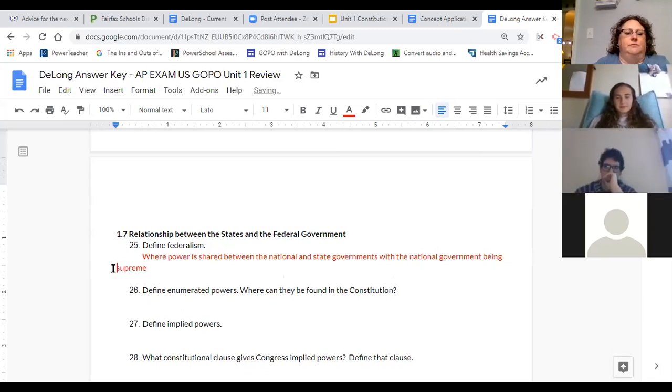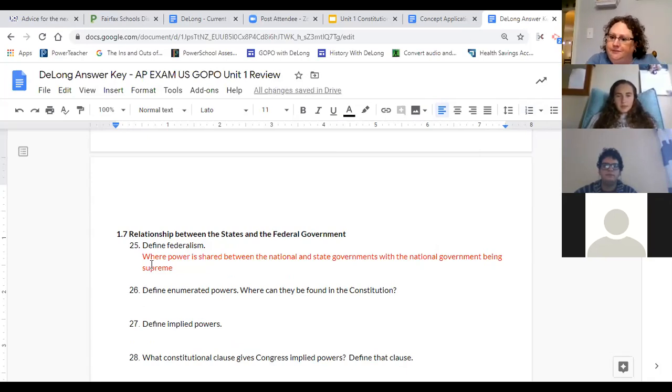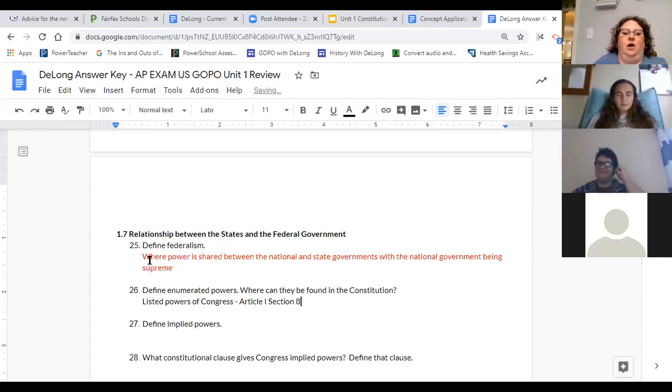Enumerated powers. I bet there's a pocket constitution somewhere in my desk drawer at my house. I'm that nerdy, yes. Enumerated powers. So these are listed powers, okay? Specifically, we're talking about the enumerated powers of Congress, which would be found in Article 1, Section 8. Yes, all the good ones are there, okay?